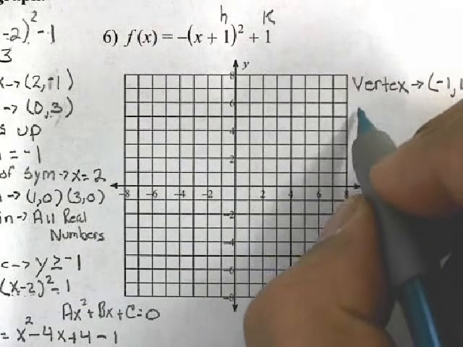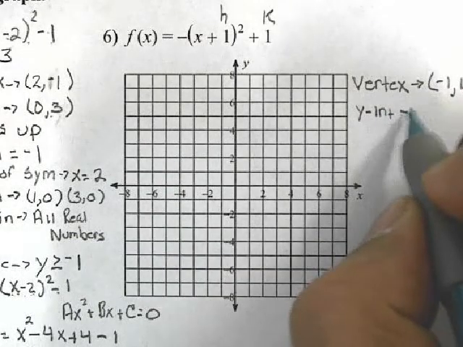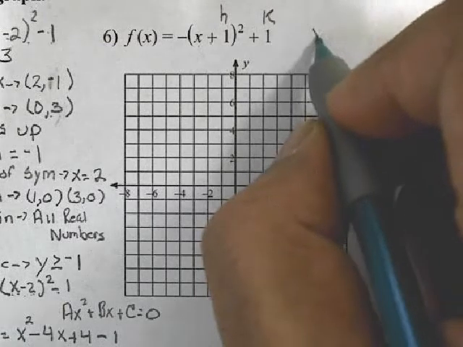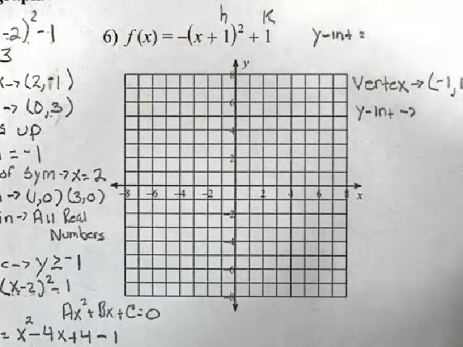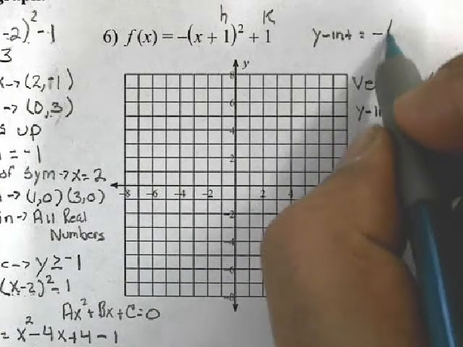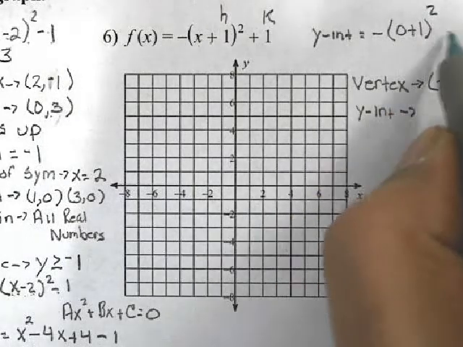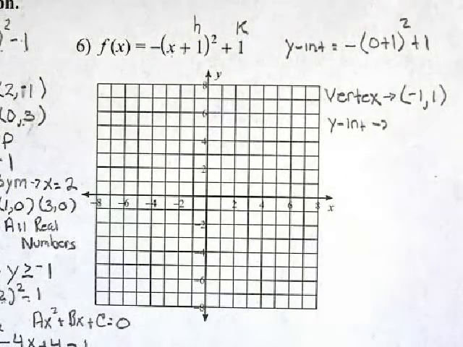Now, we find the y-intercept. We substitute 0 into this equation. So the y-intercept is equal to -(0 plus 1) squared plus 1. Alright. Substitute that into your calculator. Don't forget the negative sign out in front of the parentheses.